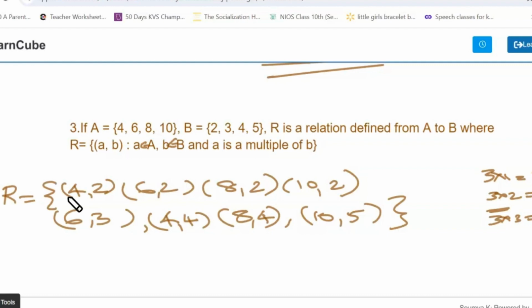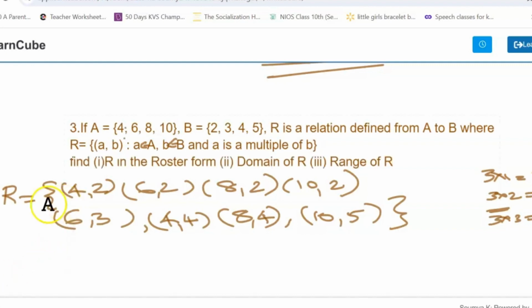Now the question that is being asked is, R in the roster form you have to write. That is, if you write in the roster form, this is the result of your relation. The next one is domain of R. Domain of R means in the pair the first element will be the domain. So 4, 6, 8 and 10, again these are repetition, so you have to write domain as 4, 6, 8 and 10 only. This is domain.